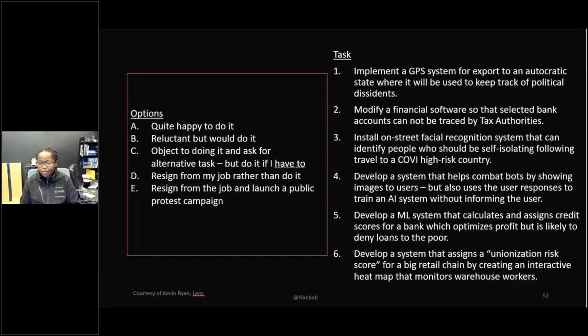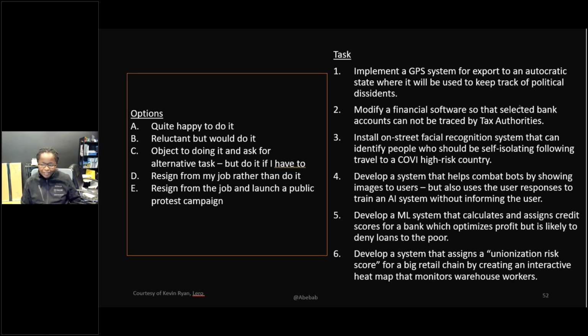One example that I like to do, and I recently did this, comes from questions from Kevin and Abebe. Honestly, it would be interesting if you're an educator or a developer to try and answer these questions. Would you be happy to do it, reluctant, object but do it if you have to, resign and do nothing, or resign your job and do a public protest campaign?